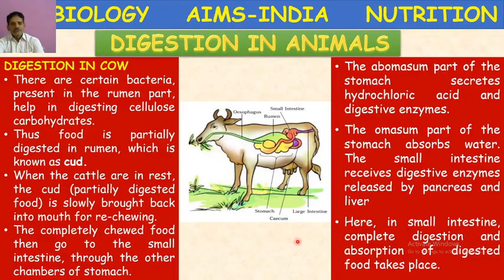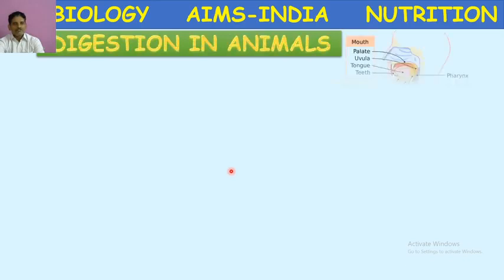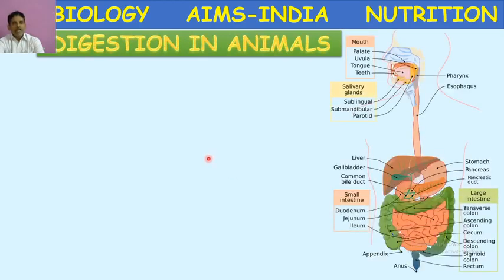So let us proceed to the next topic, the human digestive system. Let us briefly see the digestive system of human beings. The human digestive system consists of the alimentary canal and digestive glands. The alimentary canal starts with the mouth and ends with the anus. This entire part between mouth and anus together is called the alimentary canal.